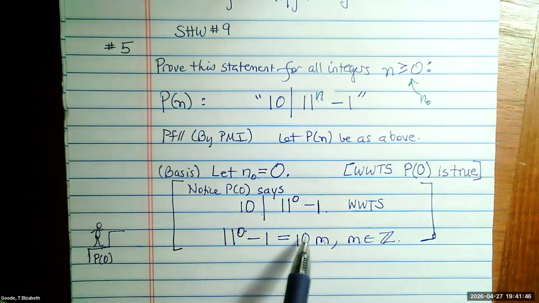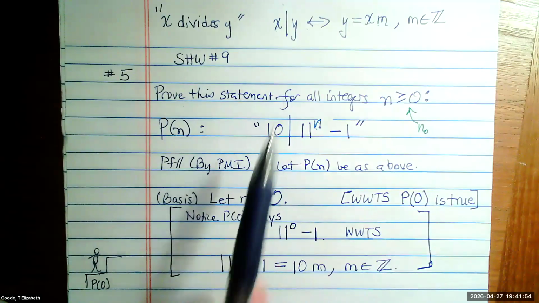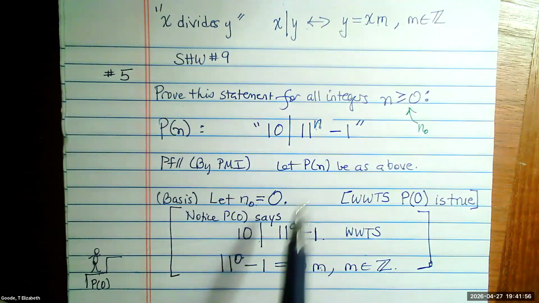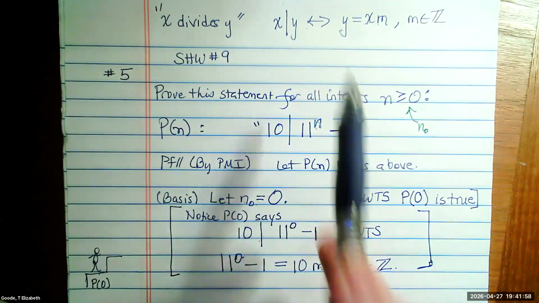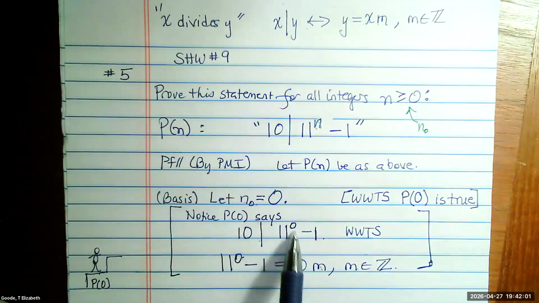That 10 really fits into 11 to the 0 minus 1 a whole number of times. Does that help? 10 is our x. 11 to the 0 minus 1 is our y.